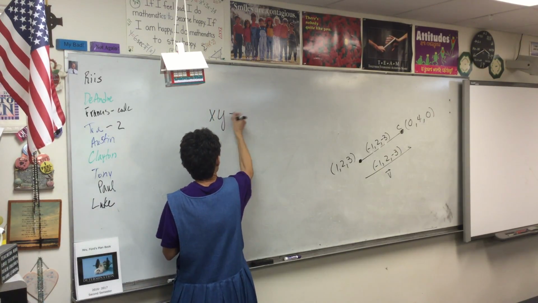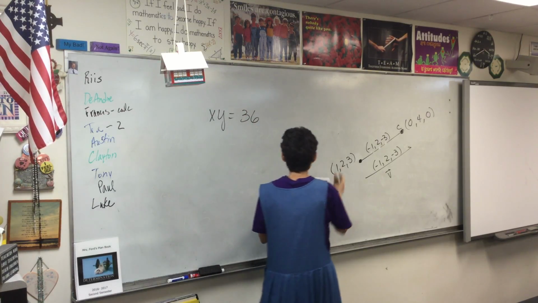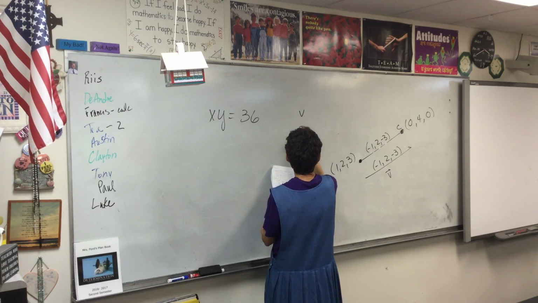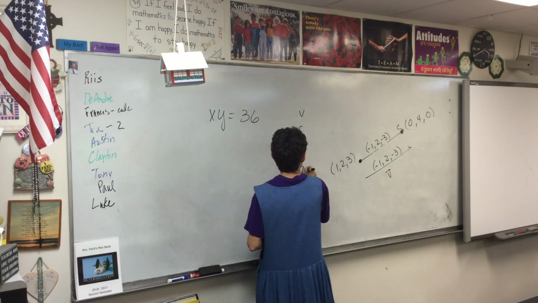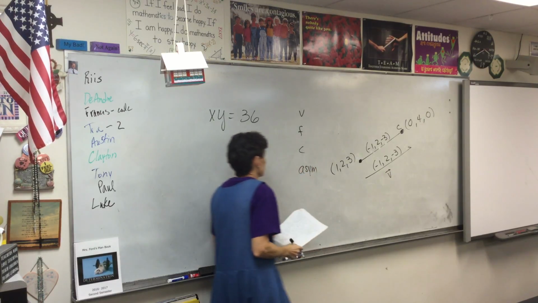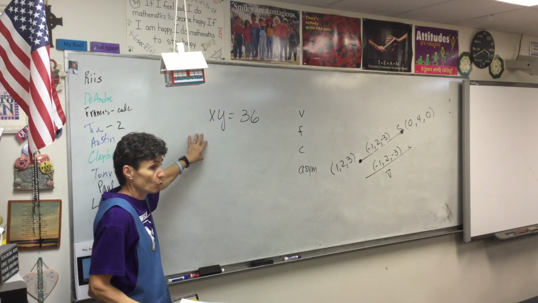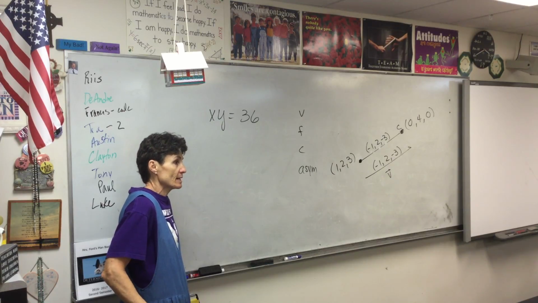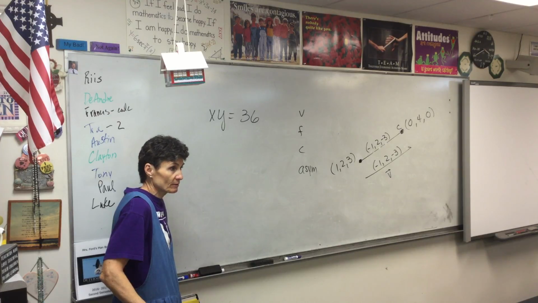So xy equals 36, and we need to find 2, which is vertices, 5, which is focus, 6, which is center, and 7, which is asymptotes. All right? So that's the information we want to find for this equation. All right, who remembers anything? We talked about this. Who remembers anything about this equation?